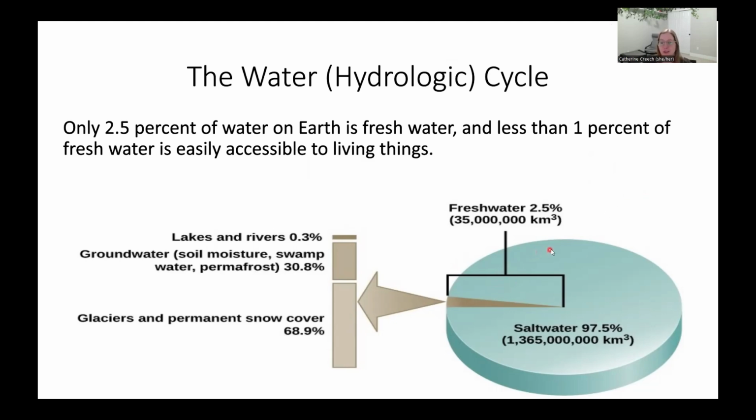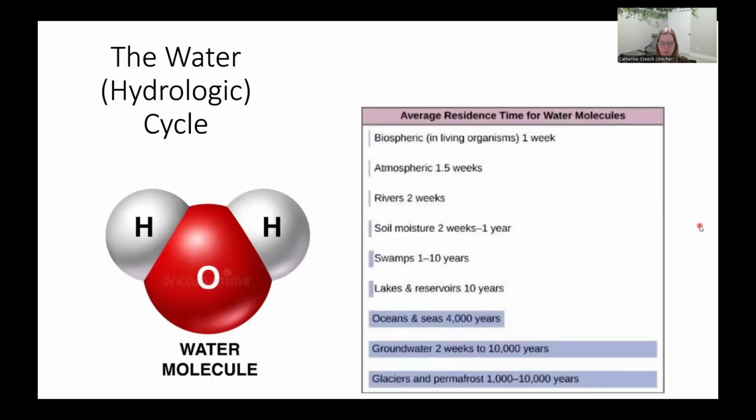Here we have all of our salt water in a pie chart, and then the 2.5%, if we were to break it down, most of it would be in glaciers and permanent snow cover. Some would be in groundwater, swamps, damp soil, and then a little tiny bit here, 0.3% would be in lakes and rivers.